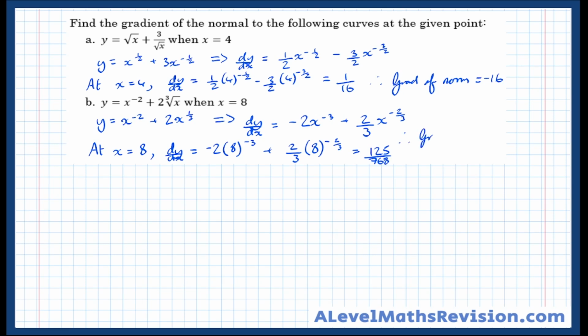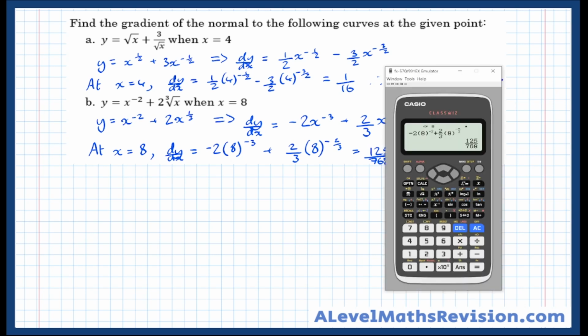Therefore, the gradient of the normal is the negative reciprocal of that, negative 768 over 125. And we can check that answer on the calculator as well. So let's just turn that into a decimal, 0.162760. Okay, got that number there.